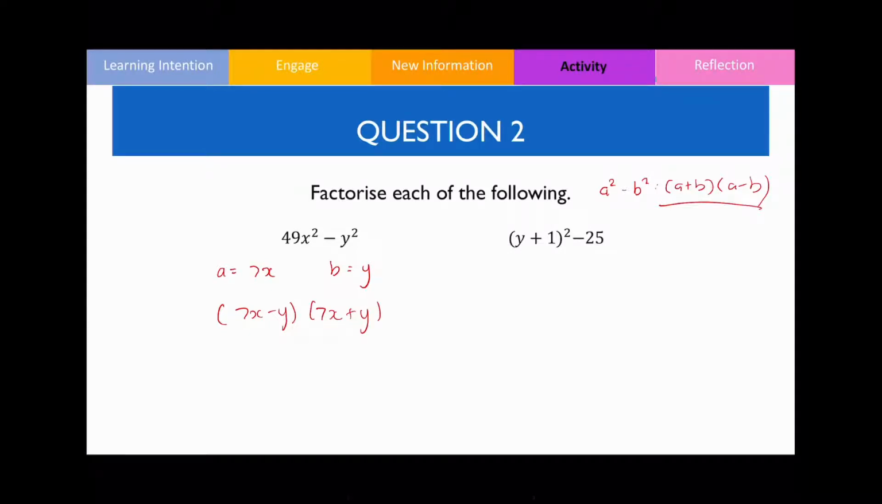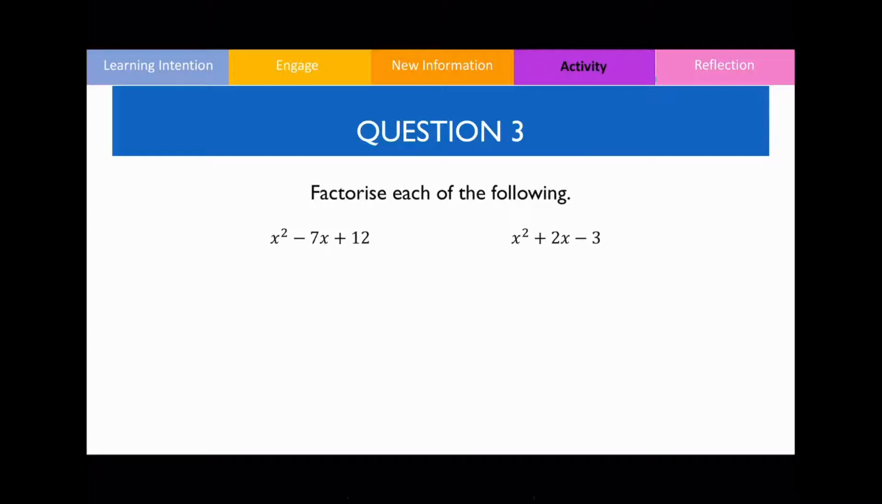And for the very next one, your value of a is going to be x + 1, and your value of b is going to equal 5, because you square it on both sides. Therefore your answer is going to be (x + 1 + 5)(x + 1 - 5). And now we could actually simplify this by collecting the like terms. So this is going to be (x + 6)(x - 4).